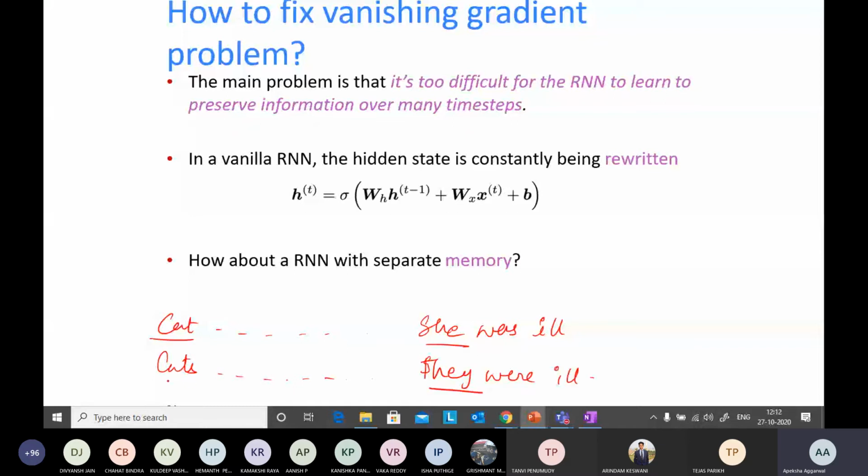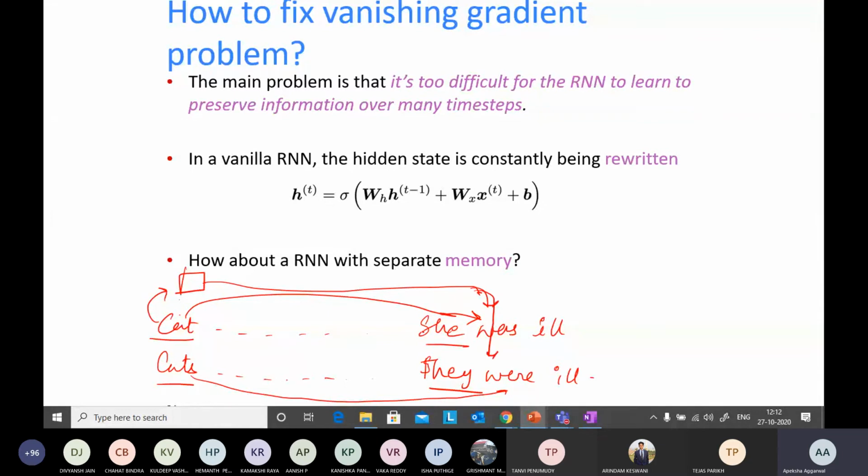depends upon cat or cats. If it is singular, it would be was, and if it's plural, it would be were. Okay, so what if I store this information in a cell? I store that yes, this cat word is important, and I would be requiring it in future to decide whether it is was or were. Okay, so this is the concept of a GRU.